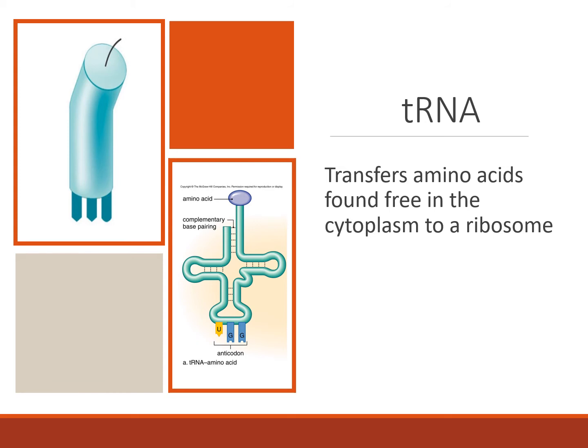Their job is to transfer amino acids that are free in the cytoplasm to the ribosomes. So these are RNA molecules that are about 80 to 100 nucleotides long. They have a tendency to fold over on themselves and hydrogen bond with themselves, and that gives them this characteristic T shape. At one end of our RNA, we have this purple amino acid, and that purple amino acid is going to be very specific to the RNA. It will only carry one type of the 20 amino acids.